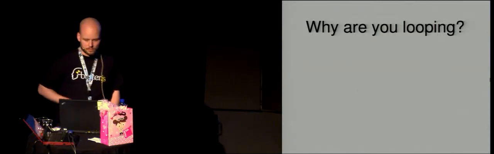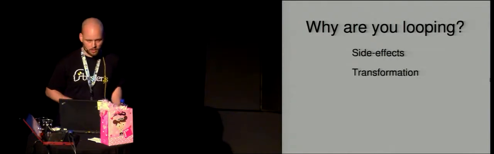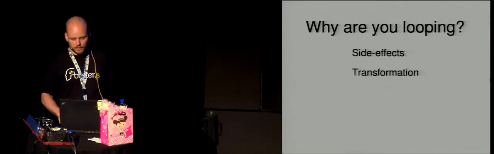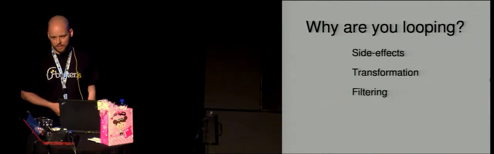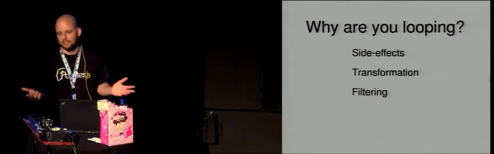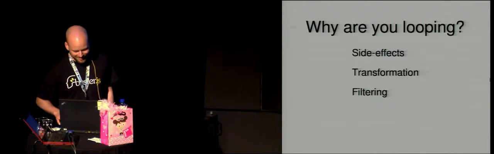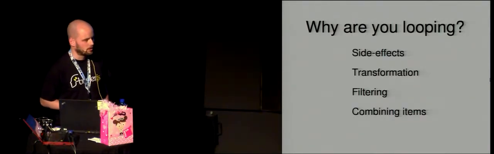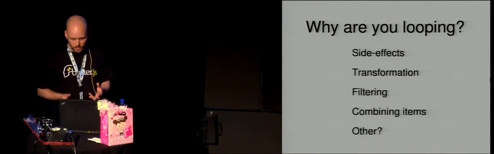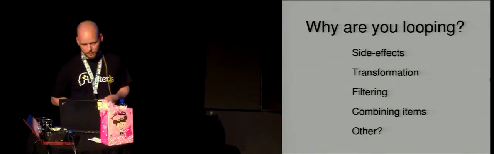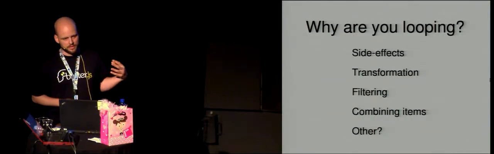Okay, so let's try to summarize why we're looping. We want to cause side effects. Sometimes we want to transform data structures. Sometimes we want to perform filtering, right? If I have a list of Twitter users, I may be only interested in the ones that follow me, because I'm that kind of guy. Or maybe you want to combine items, or any variation of these, and I'm sure you can think of other specific use cases as well. And it happens that the browser provides iteration methods like forEach that map very well to each of these cases.